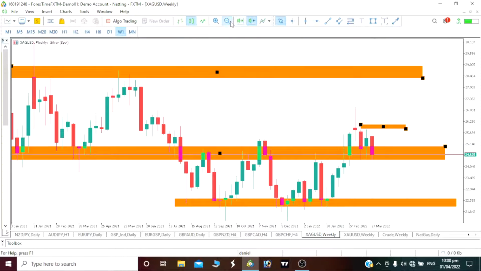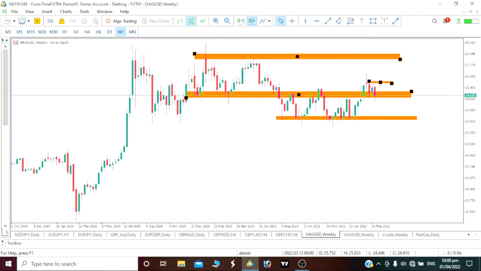So let's see how our price will be moving. If our price breaks above this candle here on our weekly time frame, then we should take our buy position. If not, then we should be looking for a continuous fall down to this support area before we take our buy position.